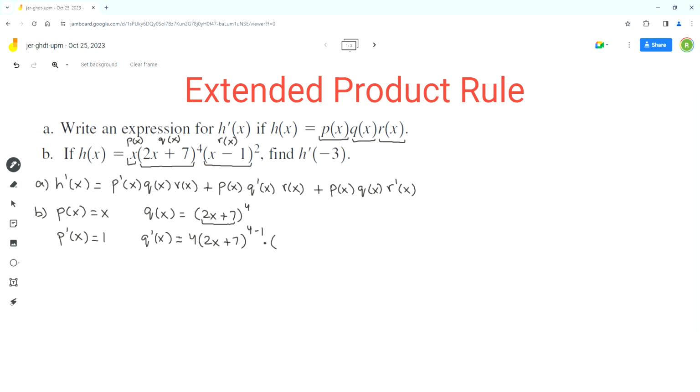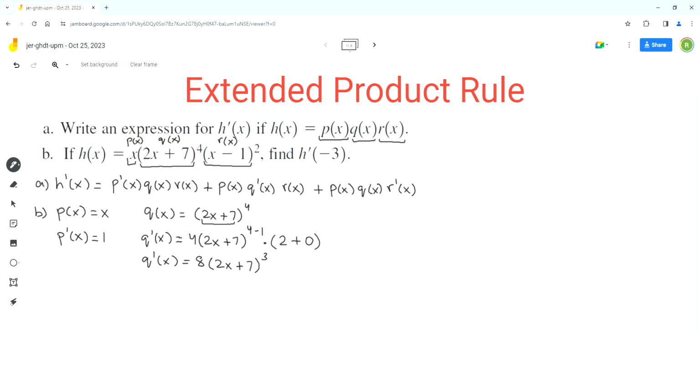The inner function is 2x plus 7, so the derivative of that will be 2 plus 0. So 2 is the coefficient, so it stays as it is. The derivative of x is 1 and 7 is a constant term, so the derivative of 7 is 0. Now we can simplify this expression. So q prime of x is equal to, in the parentheses 2 plus 0 is just 2, and we can multiply that by 4, so we get 8 times (2x plus 7) exponent 3. So this is the value of q prime of x.